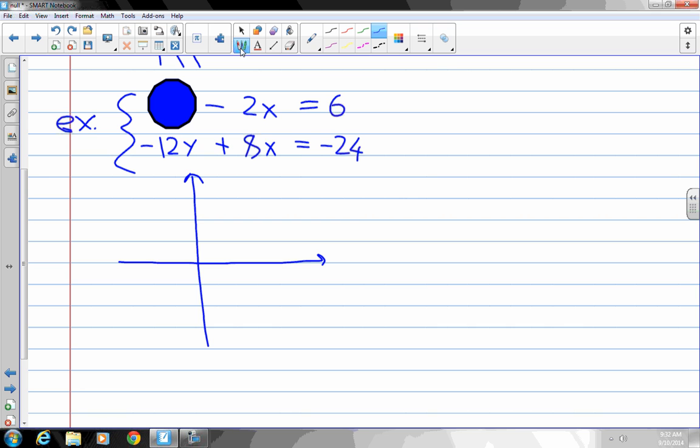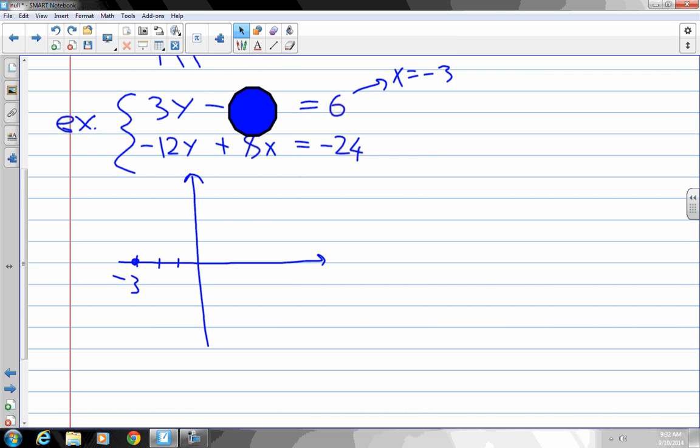So x equals negative 3. So 1, 2, 3. Bam. And then we'll do the same thing here. That whole thing is covered. What is y? 2, right? It's 3y. Negative is gone. So it's 3y equals 6. So y equals 2. So here's that line.